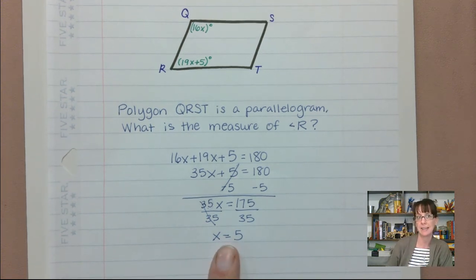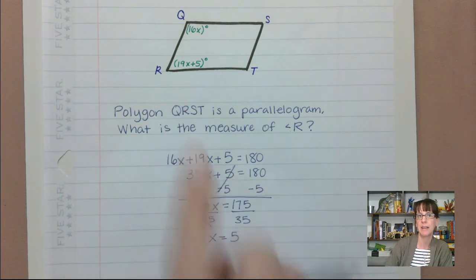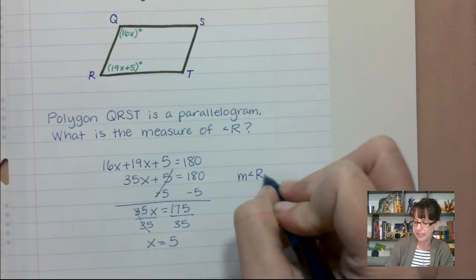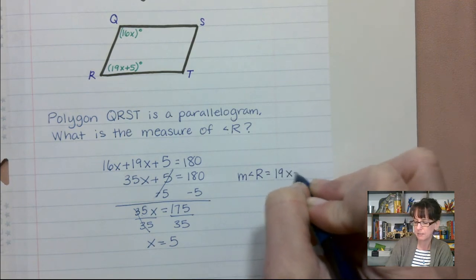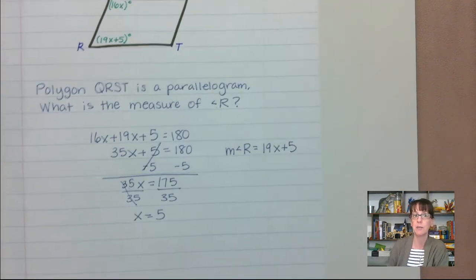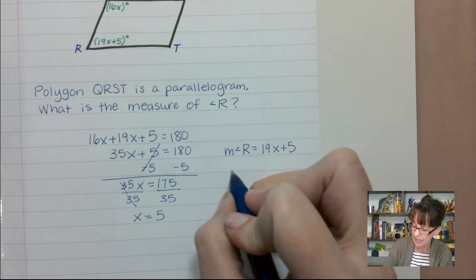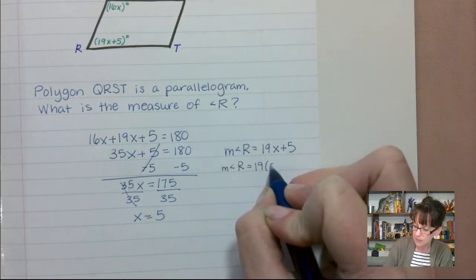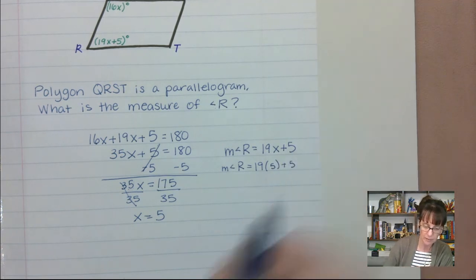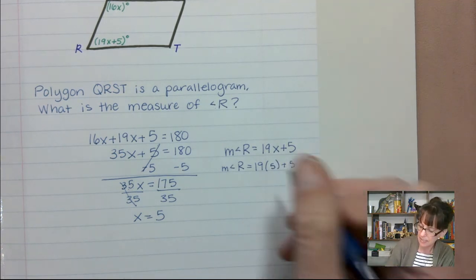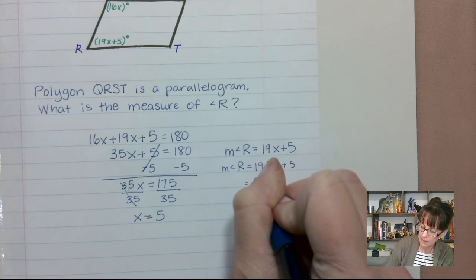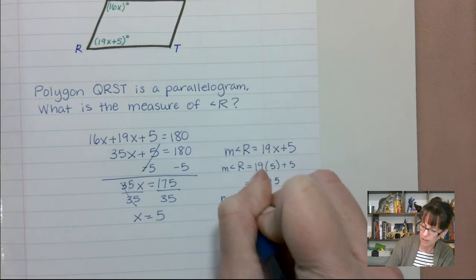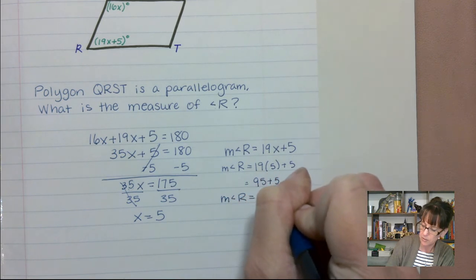We found x. So in order to find the measure of angle R, let's do some work over here. The measure of angle R equals 19x plus 5. Now we know x is 5, so the measure of angle R equals 19 times 5 plus 5. 19 times 5 gives us 95, plus 5. So the measure of angle R equals 100 degrees.